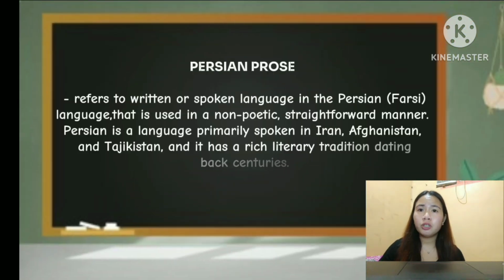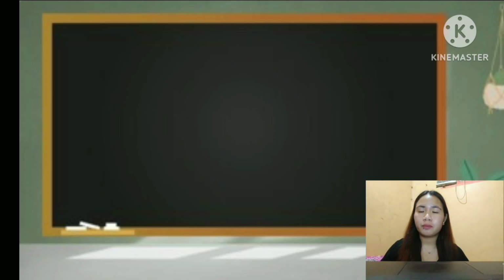Persian prose refers to the written or spoken language of Persian. It is expressed in a non-poetic and straightforward manner. Unlike poetry, which has specific meters and rhyme patterns, prose is more focused on communication and narrative. It also includes a wide range of genres such as novels, short stories, essays, speeches, and historical accounts.